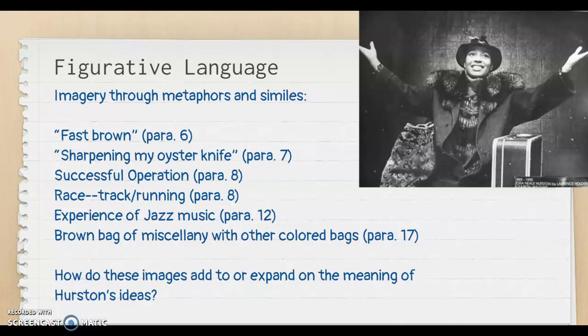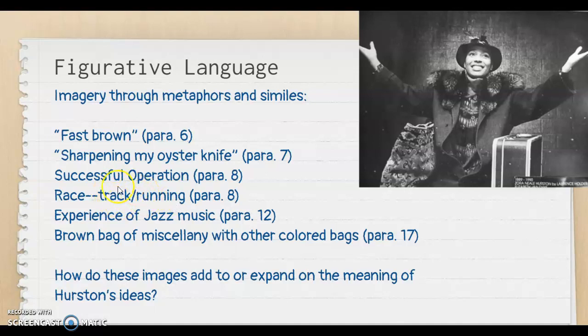And so she's trying to say there, through that metaphor of an operation, that allusion, she's alluding to the image of an operation, that, yeah, it was painful and it was a hard experience, but we're healing, we're over that, let's move on. And then in paragraph 8 also, she talks about that race, ready, set, go.